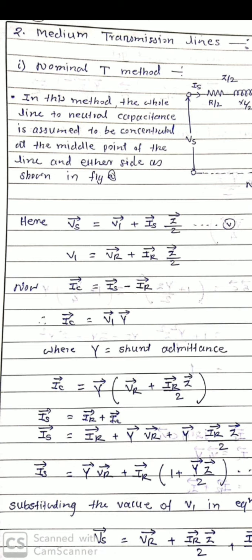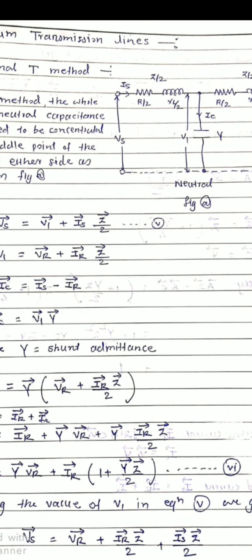After that, substitute the value of V1 in equation number 5. We get Vs is equal to VR plus IR into Z divided by 2 plus Is into Z divided by 2.